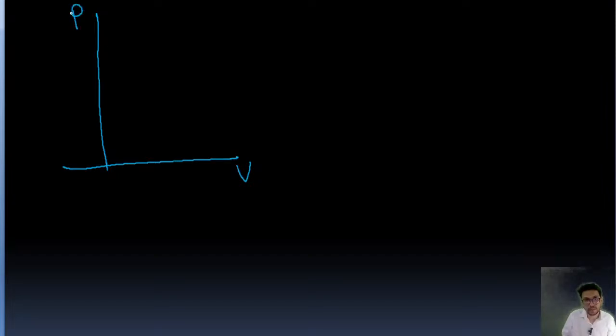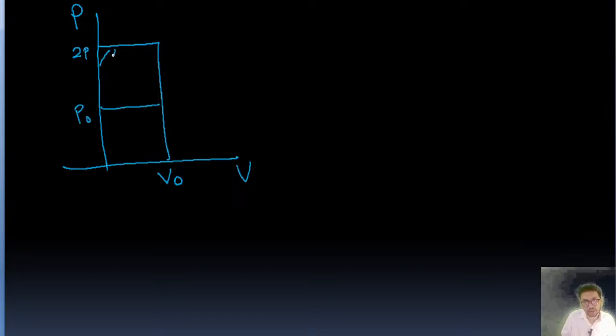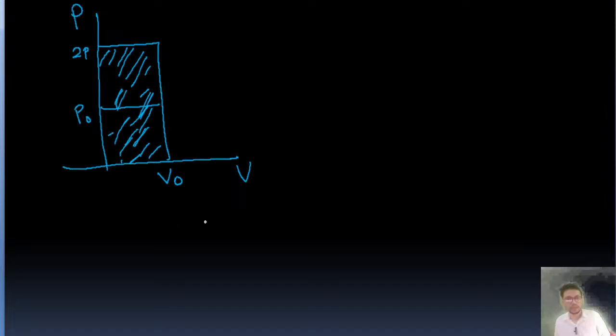And in the isochoric process, if we draw the PV graph, P versus V, it is going to be like this. Here you can see this is V0, and this is P0, and this is 2P0. So you can see here V is constant, that is V0. This is the PV graph.